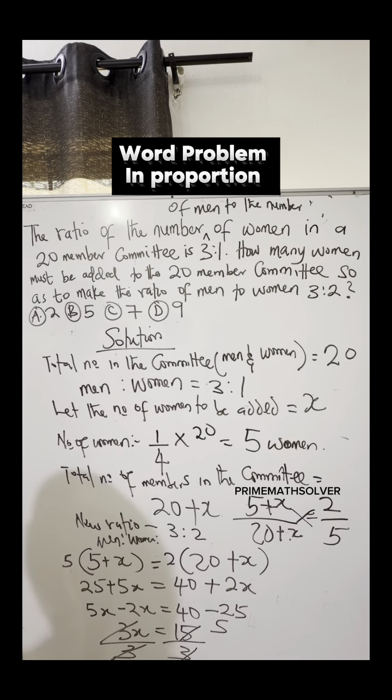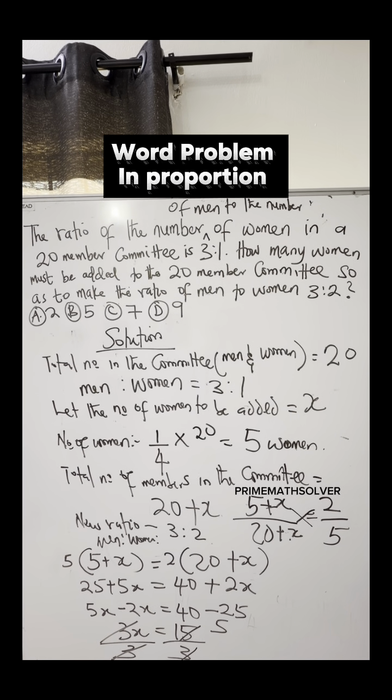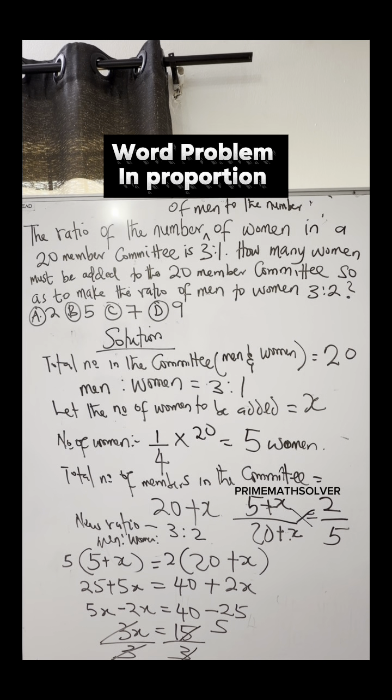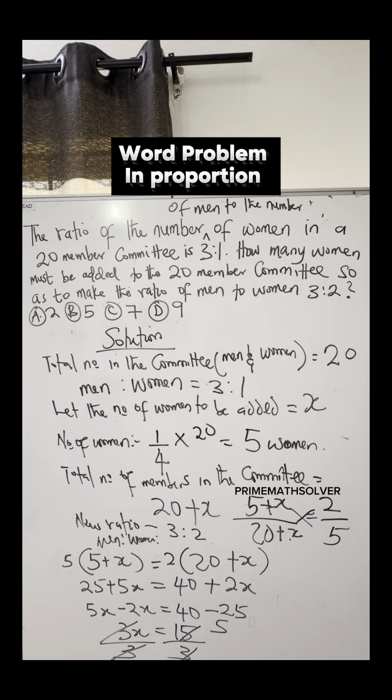So since your x is equal to 5, what will be your answer? Your answer is 5, because they have told you to look for how many women must be added to 20 members. So the answer is 5.